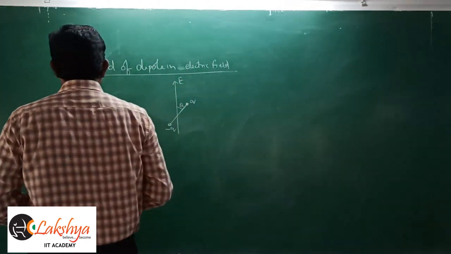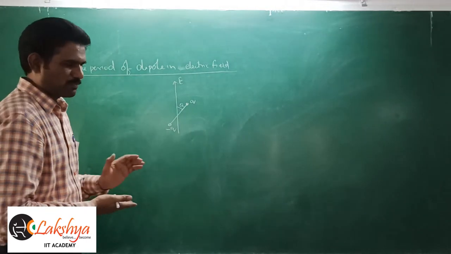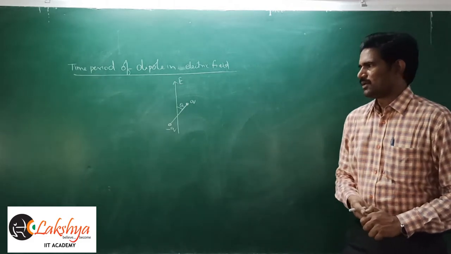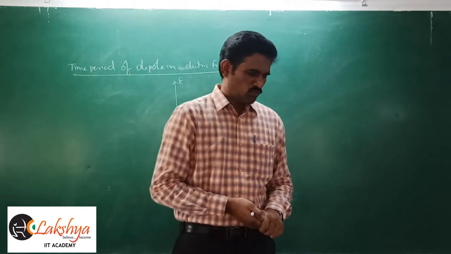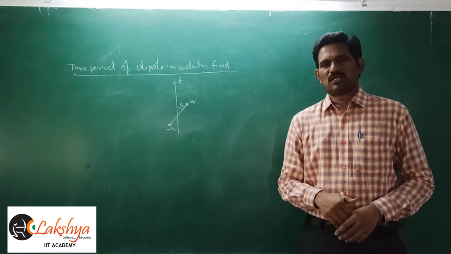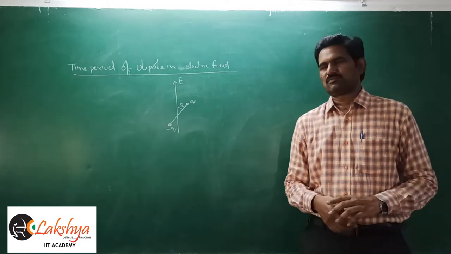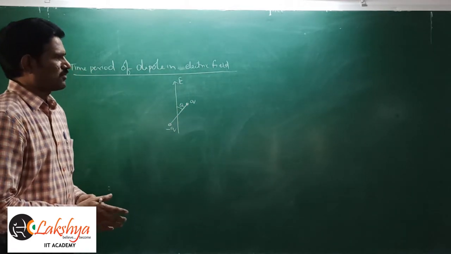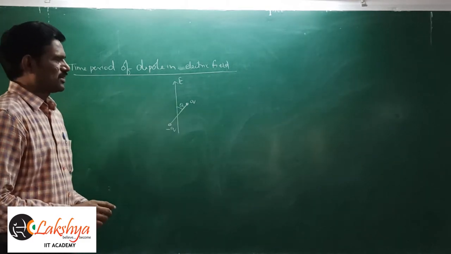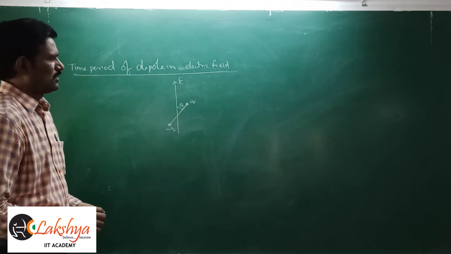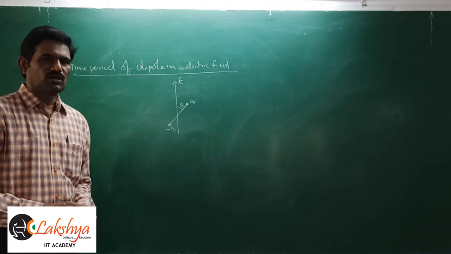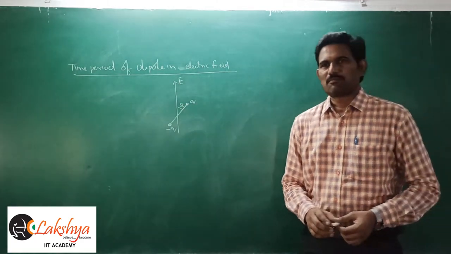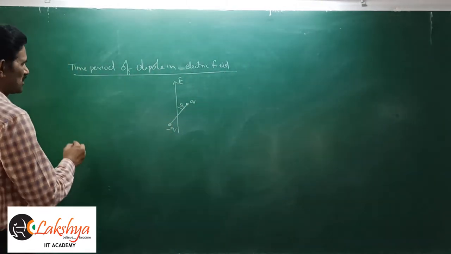So let us write this. That means we are assuming here: consider a dipole of dipole moment P placed in a uniform electric field of intensity E. The dipole is slightly displaced from the direction of the field and released. Then it executes simple harmonic motion, and whose time period can be calculated as follows.